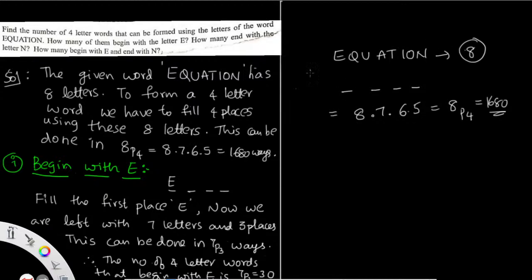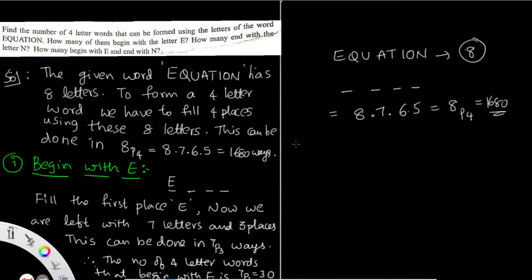So, by using the letters of the word EQUATION to form a 4-letter word, we have to fill 4 places using these 8 letters. This can be done in 8P4 ways. This is the first part: find the number of 4-letter words that can be formed using the letters of the word EQUATION. That's how we completed it.